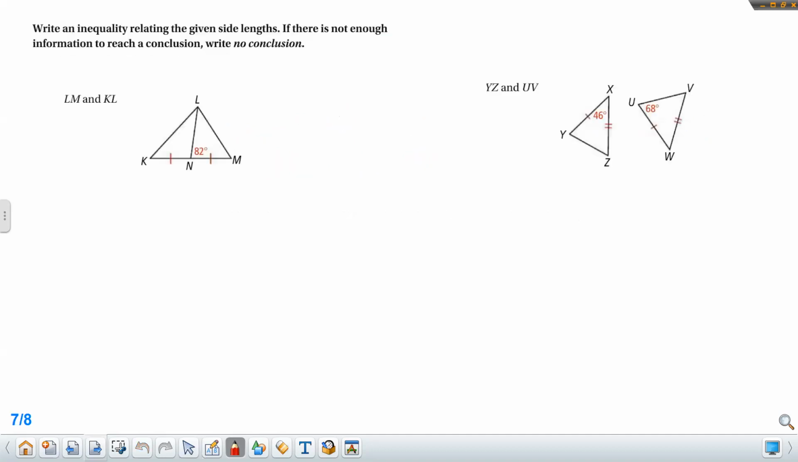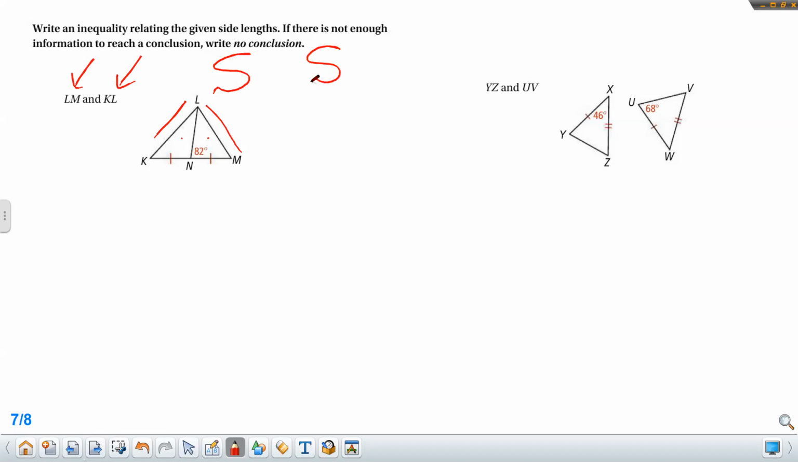Okay, the last question. Write an inequality relating the given side lengths. If there is not enough information to reach a conclusion, write no conclusion. First one, how do we make a comparison between LM and LK? First, you must check if you have two equal sides or not. If two triangles have two equal sides, check the third condition. First, NM equals NK. Good. LM is a common side. Yes, good. So you have two sides.